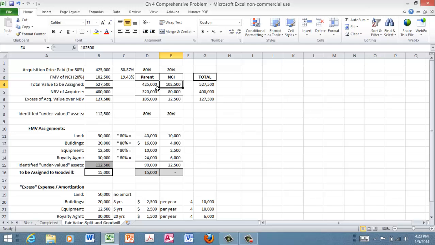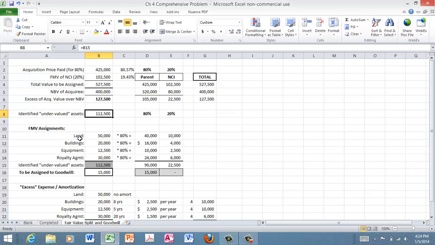Well, excuse me, it's not the same split, because you're taking the 102,500 and dropping that straight in here, and the 425 is exactly what was paid by the parent. So then that gets you this total excess. So we've allocated the 127,500 between parent and non-controlling interest. Now look what happens when we see this again in your problem.